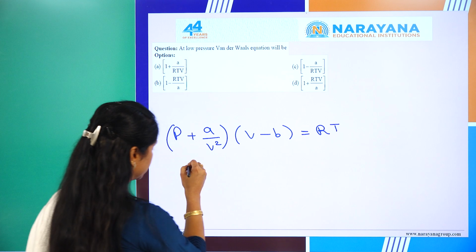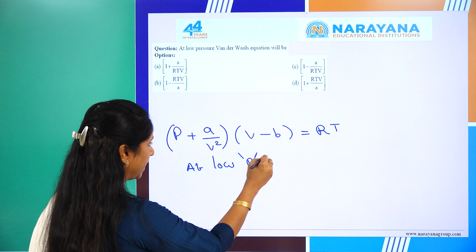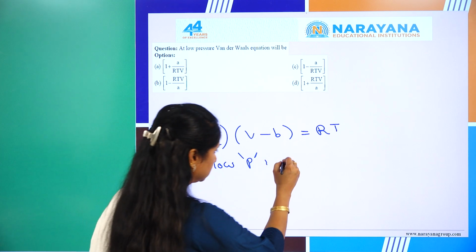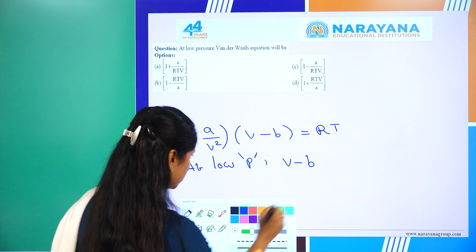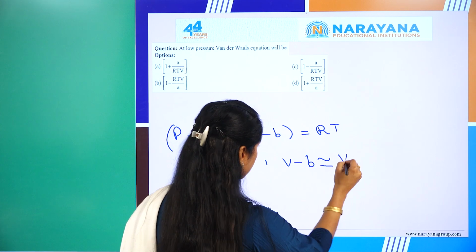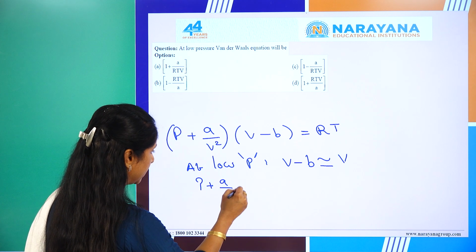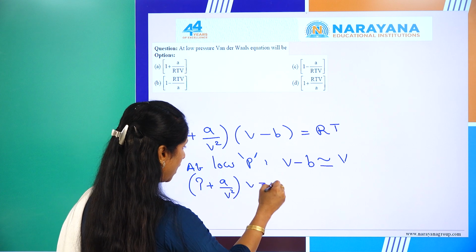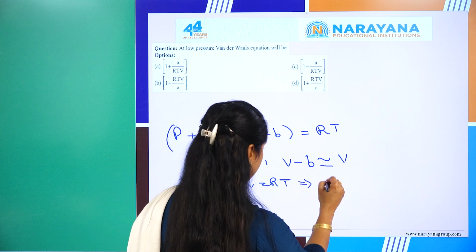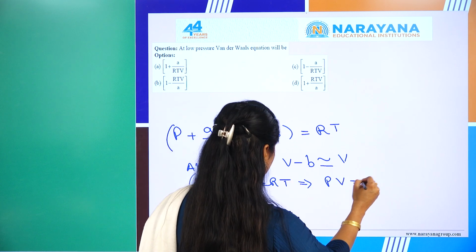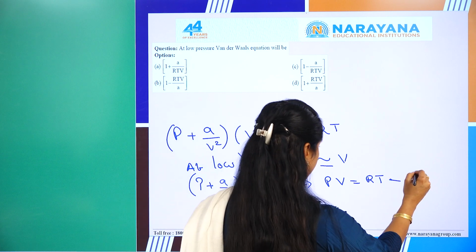So at low pressure, I can neglect the volume correction as volumes are high. So I can approximate V minus b to V. Therefore, the corrected equation can be P plus a by V square, into V, is equal to RT, whereby expanding this equation, I can get PV is equal to RT minus a by V.